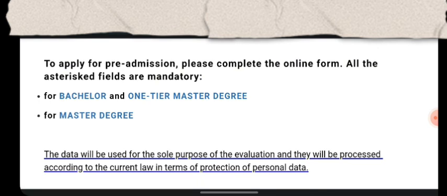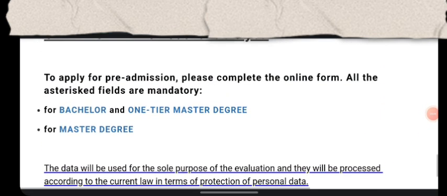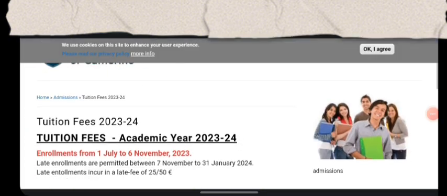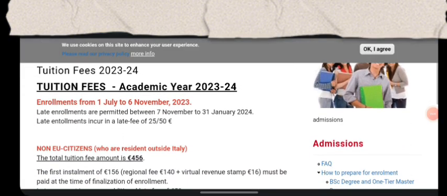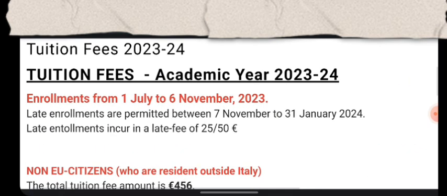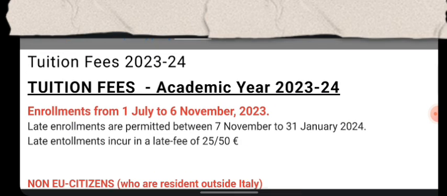So for you to apply for pre-admission, you need to complete an online form. But before we complete that online form, I want us to look at more information right here. So if you go to this second page right there, you're going to see that for the 2023 session, there was actually a tuition fee at this particular university.